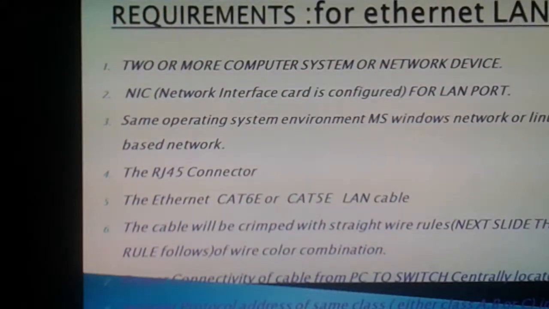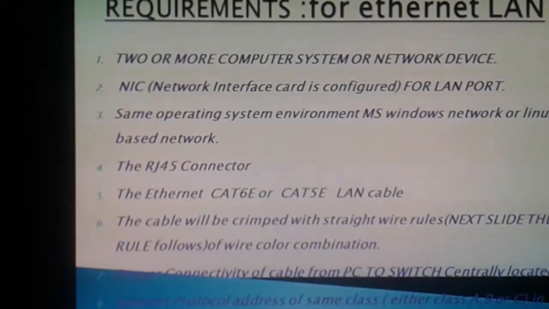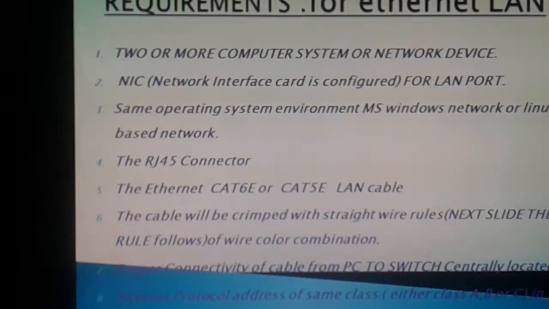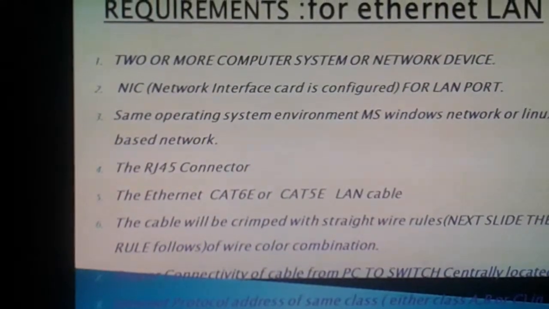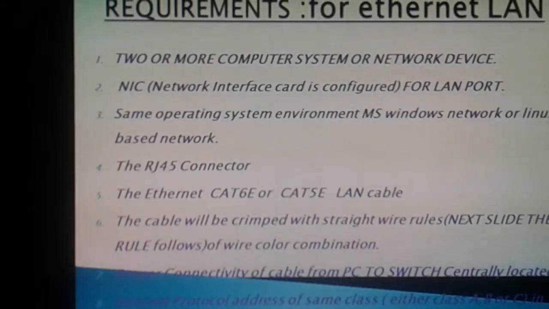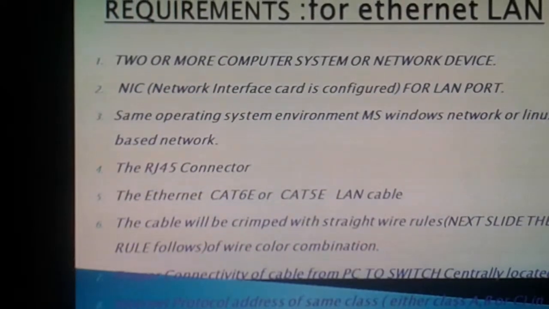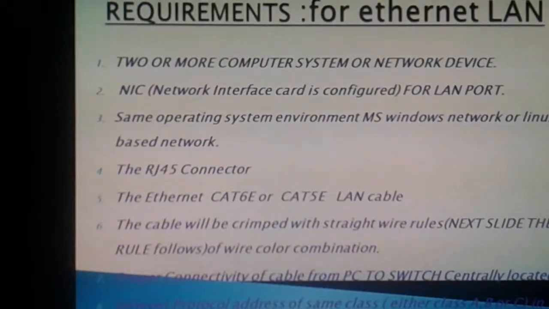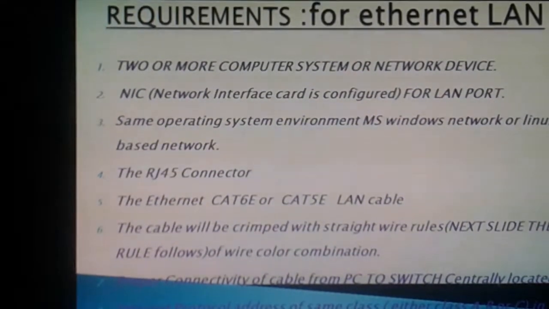The requirements for Ethernet LAN are here: 2 or more computer systems or network devices; a NIC, which gives the LAN port; the same operating system environment, that is Windows or Linux based; RJ45 connectors to fit into the port; and Ethernet Cat6A (category 6A) or category 5 cable. The LAN cable will be crimped with the straight wire rule.